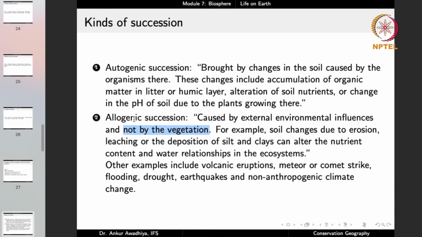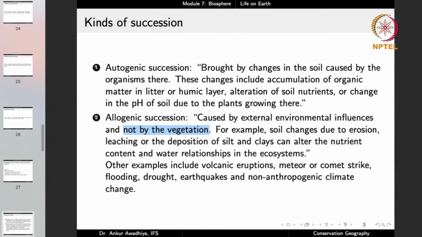Other examples include volcanic eruptions, meteor or comet strike, flooding, drought, earthquakes, and non-anthropogenic climate change. So these will produce changes which are not because of the vegetation that are found in the area, and so we will call them allogenic successions, successions that are brought about or produced by something else, not by something that is living there.